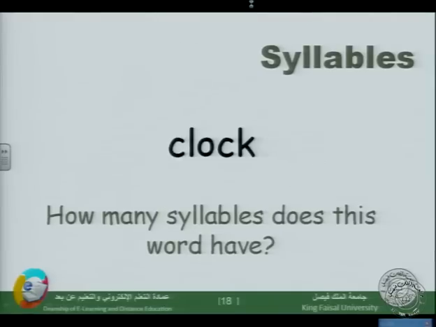Another example. Clock. Clock. How many syllables does it have? Only one. Claw. Clock.